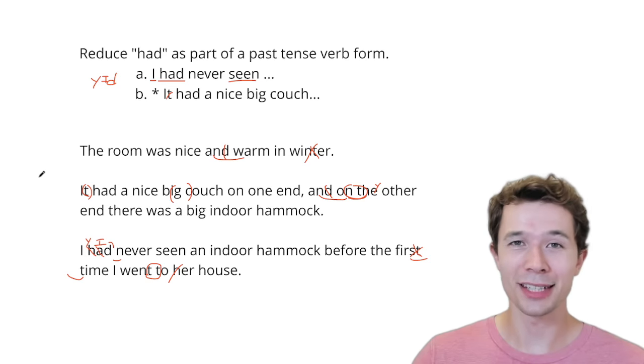All right, now let's read the whole thing together. The room was nice and warm in winter. It had a nice big couch on one end, and on the other end, there was a big indoor hammock. I had never seen an indoor hammock before the first time I went to her house.